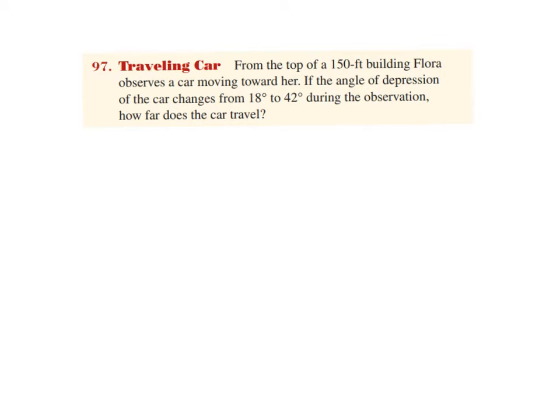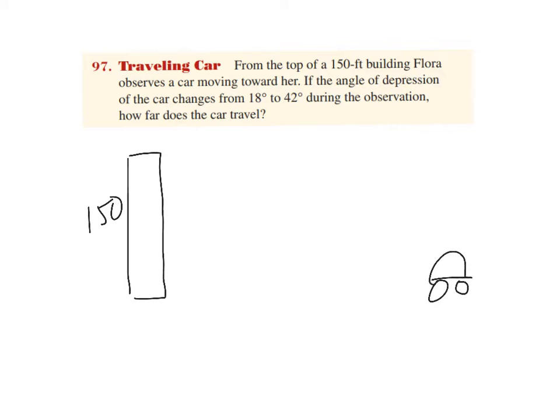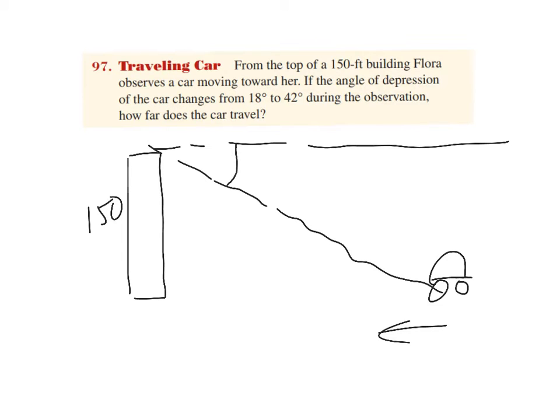So here's an example of this problem, and it's similar to the one that you asked me about. Let's see, I've got this building. Flora is on top of a 150-foot building, and she sees some car that's moving towards her. So here's the car, and it's driving this way. And at one point in time, Flora looks out, and here's the angle of depression.